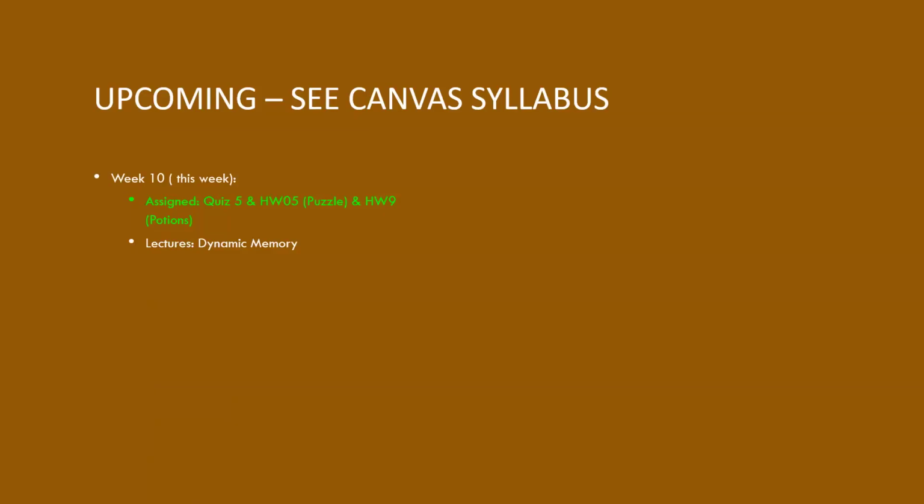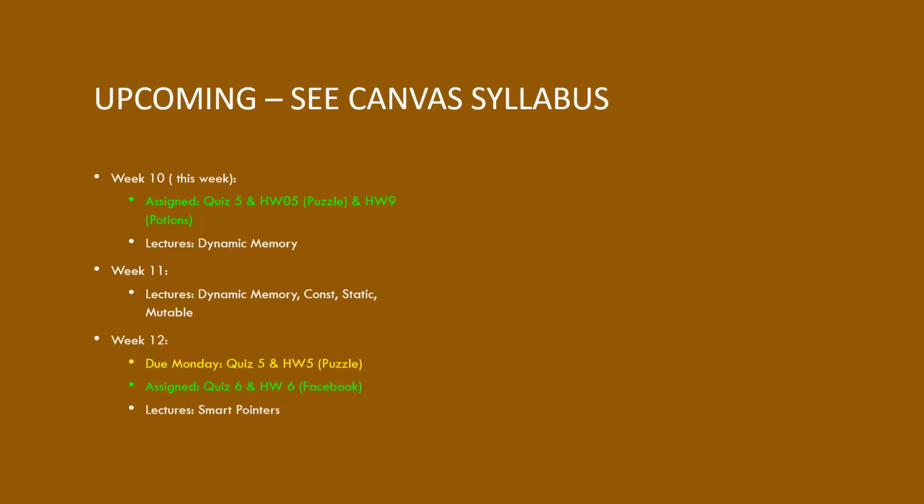So we're going to be looking at homework 5 and dynamic memory. That's going to be this week. Next week, we will do a little more on dynamic memory and we'll review this idea of const and introduce these 2 new kind of qualifiers for memory in C++ called static and mutable. Those are just little modifiers on things that we already know. And then we are going to get into what are called smart pointers.